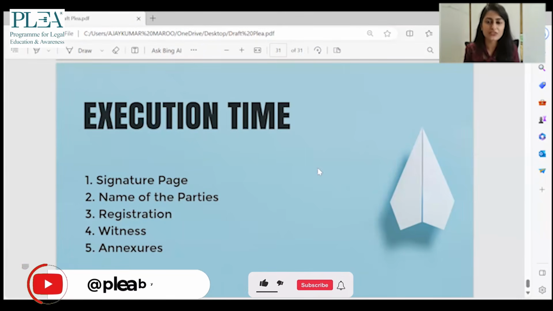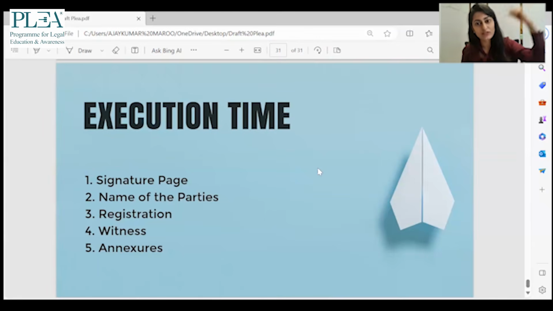There will be a signature page. The signature page is very important. On that page, you need to give the exact same name which you have entered on the title page, the preamble page. That can't be different. If my name is Mohini Ajay Kumar Maroo, and I have written Mohini Ajay Kumar Maroo at first, then I can't just write Mohini Maroo on the signature page. That has to be the same.